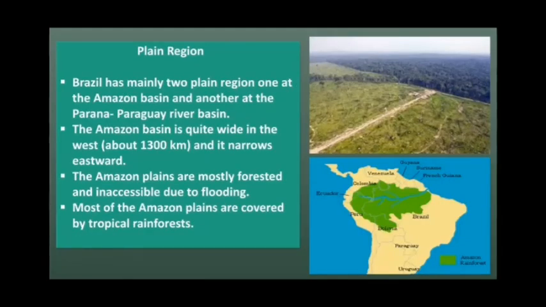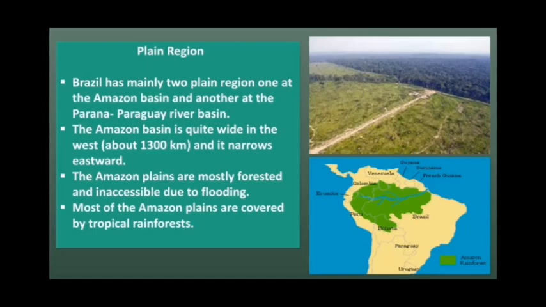So now children, we will see the plains, the plain region of Brazil. The plains in Brazil are confined to two areas. One is the Amazon basin in the north. You can see it in the north. And the next is the Paraguay-Paraná source region in the southwest, that is below. The Amazon plains, lying between the two highlands, form the largest plain. Which one? That is the Amazon plain of Brazil.